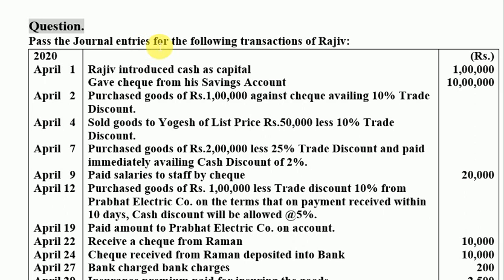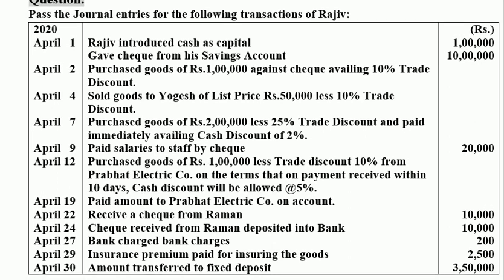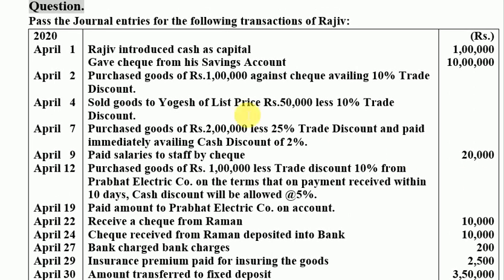Pass the journal entry for the following transactions of Rajiv. Here lots of transactions are given, accounting business transactions in the business of Rajiv. Here you can see on 1st April Rajiv introduced cash as capital and gave a check from his savings account. He has given 1 lakh in cash into the business, and through his savings account, that means his personal account, 10 lakhs.